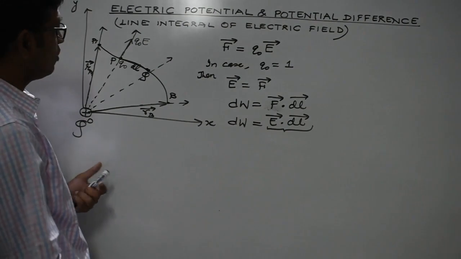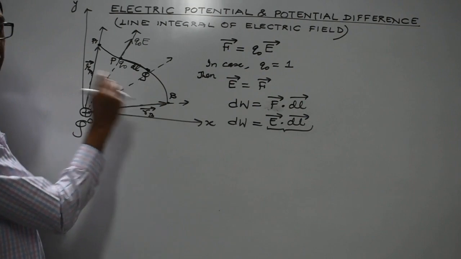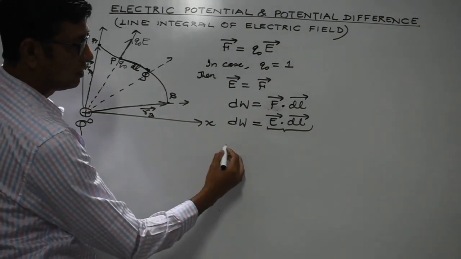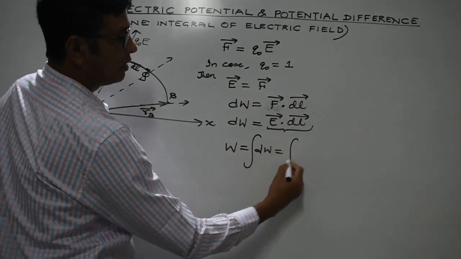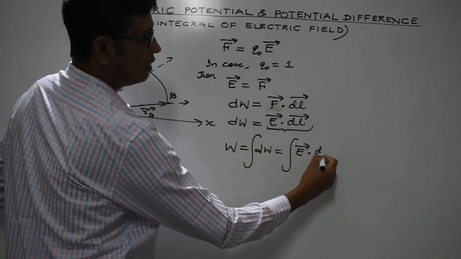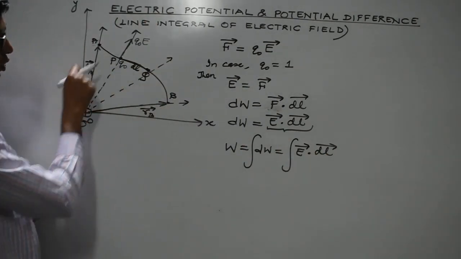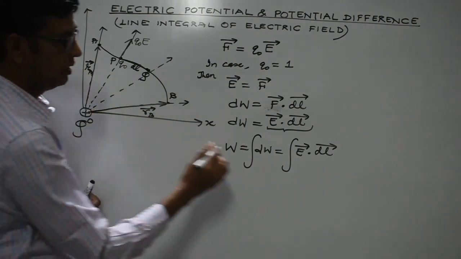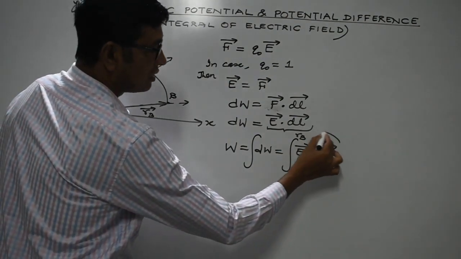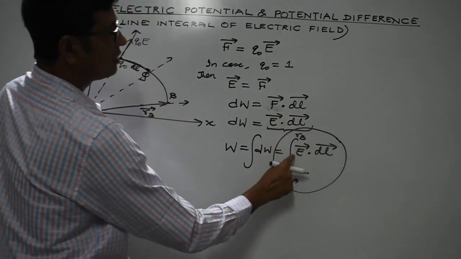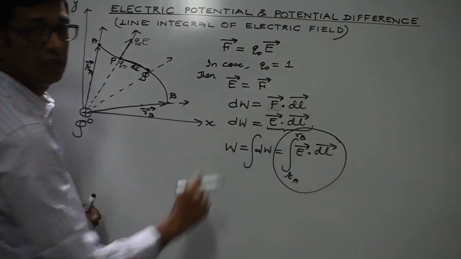Now, what about the total amount of work done in moving this charge from point A to point B? That will be given by integration of this. So, the total work done would be given by the integration of dW, so it will be E vector dot dl vector, from A to B. A is the initial point, B is the final point, whose position vectors are respectively R_A and R_B. So, write the limits as well, R_A to R_B. This term represents the line integral of electric field.